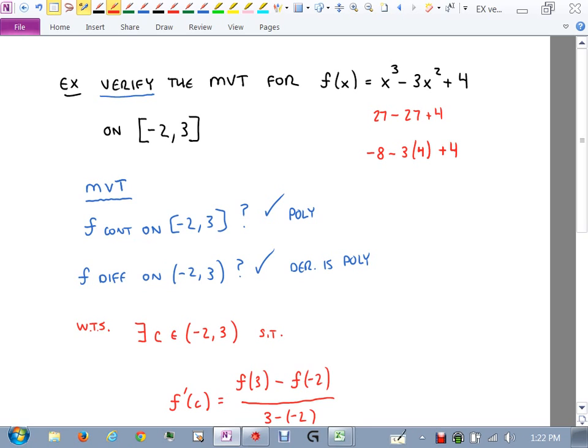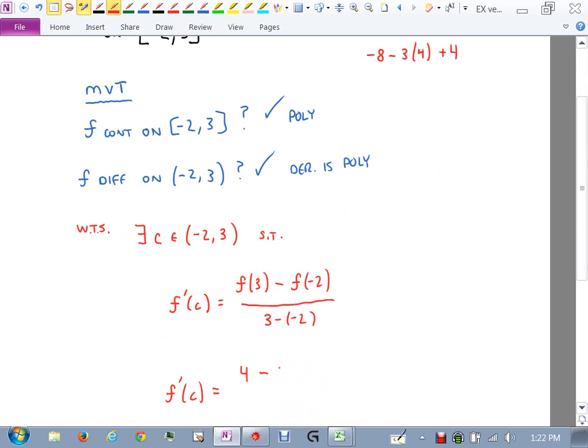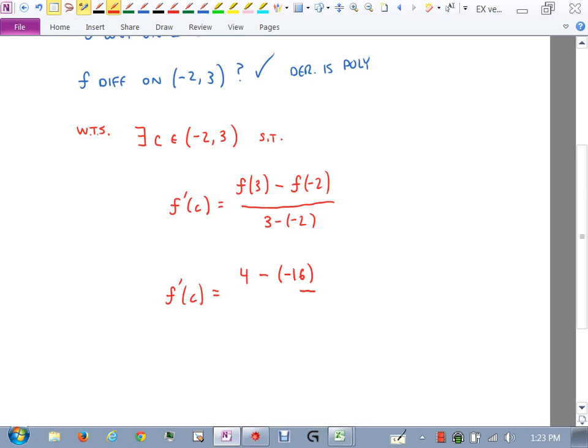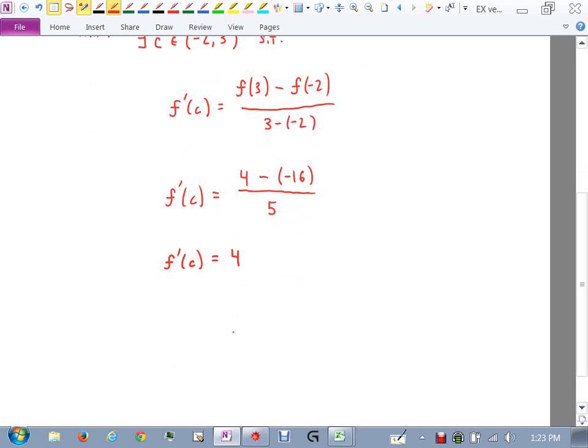So what do we have there? -16, right? Be careful, it's minus -16. And then over, what's the bottom? 5. Which is, we need f prime of c to be equal to 20 over 5, which is 4. All right, that's what I want. I want to show that there's going to be a c somewhere in that interval, -2 to 3, where when I take the derivative there, it's going to give me 4.